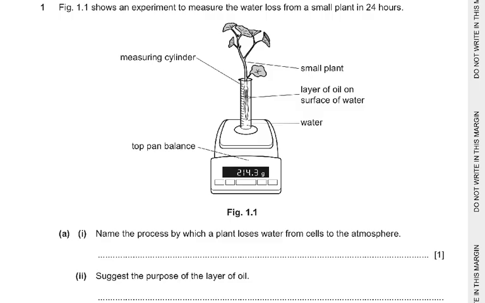Question number 1, figure 1.1 shows an experiment to measure the water loss from a small plant in 24 hours. There's a measuring cylinder, there's a small plant, layer of oil on the surface of the water, there's water, and there's a top pan balance, and you can see there's some sort of a digital reading that we can see. Name the process by which a plant loses water from cells to the atmosphere. Transpiration.